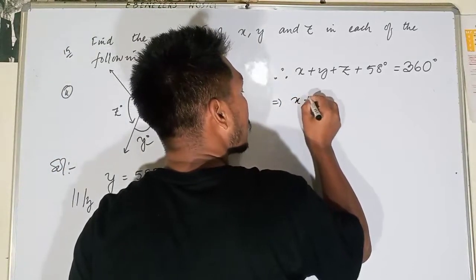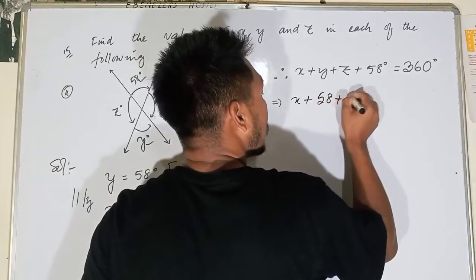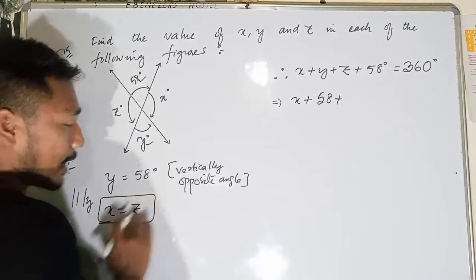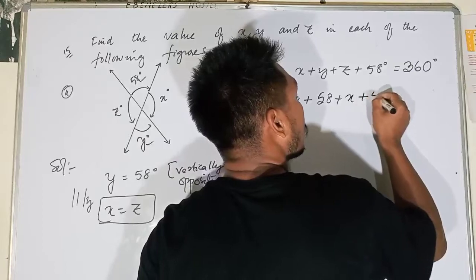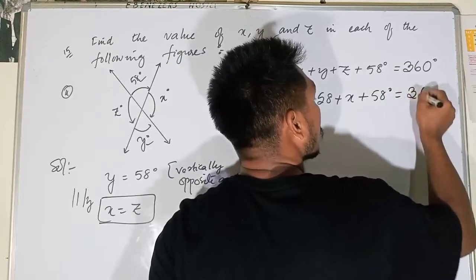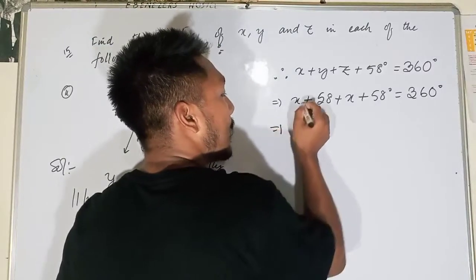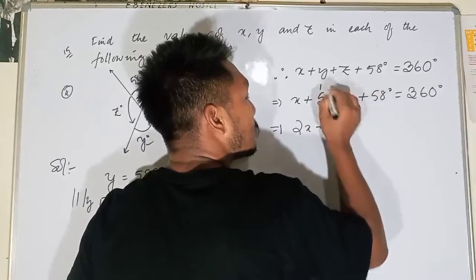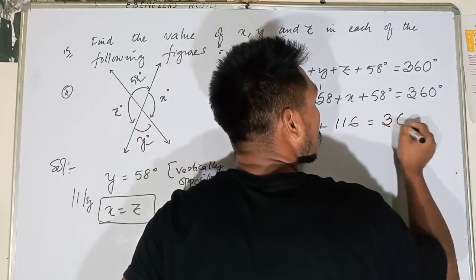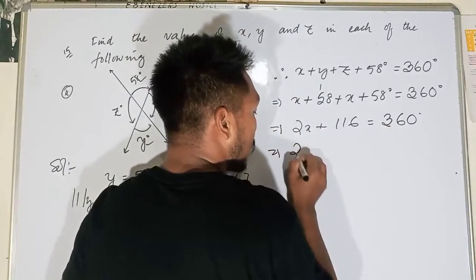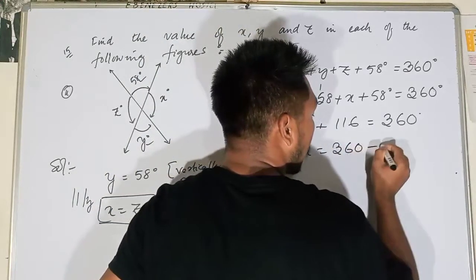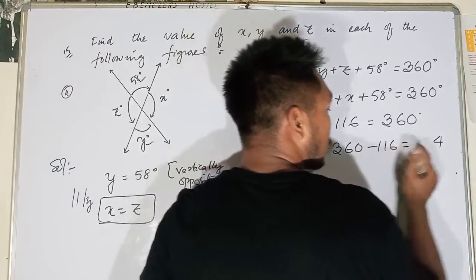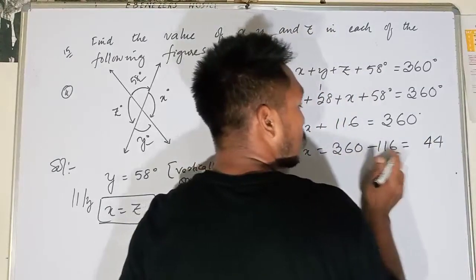So angle X plus angle Y, we know it is 58, plus angle Z. Since angle Z and angle X are equal, in place of angle Z I can write angle X also. That is X plus 58 plus X, equal to 360 degrees. The sum of the two X is 2X, and 58 plus 58 is 116, so 2X plus 116 is equal to 360 degrees. So 2X is equal to 360 degrees minus 116. Subtract it, and we get 244.